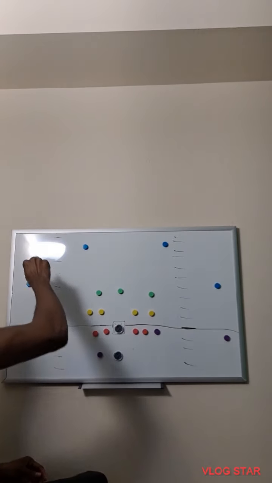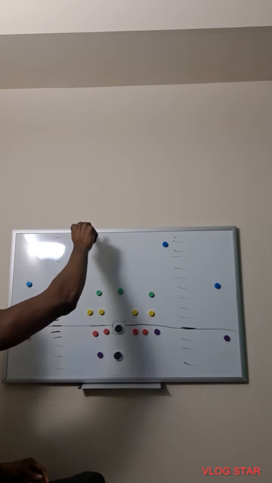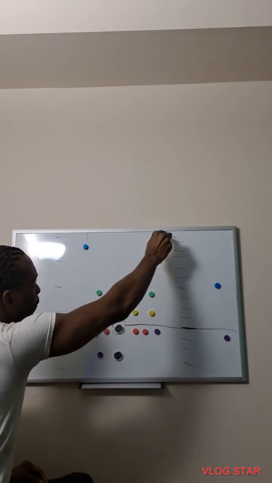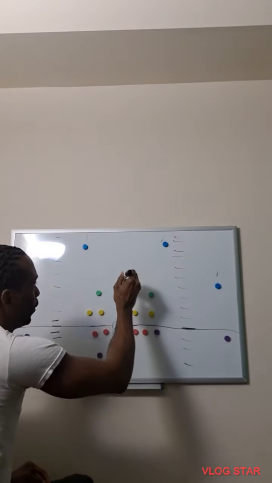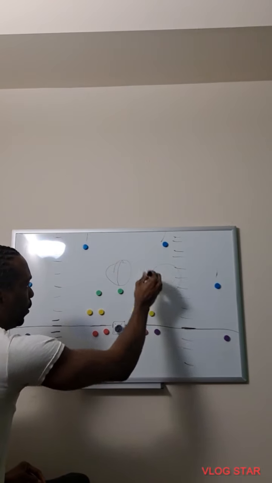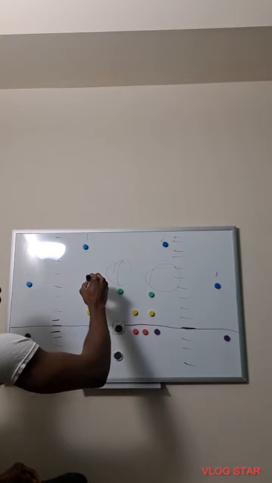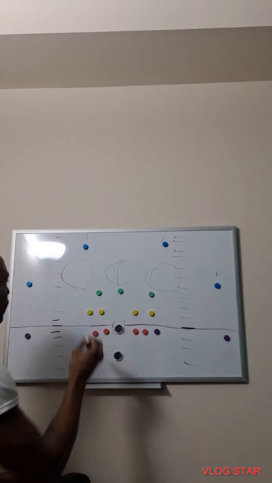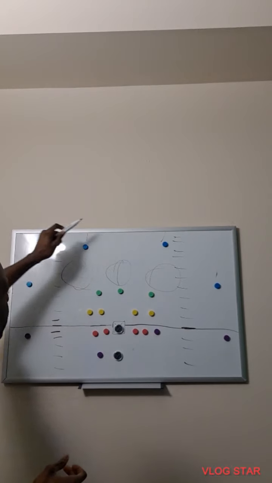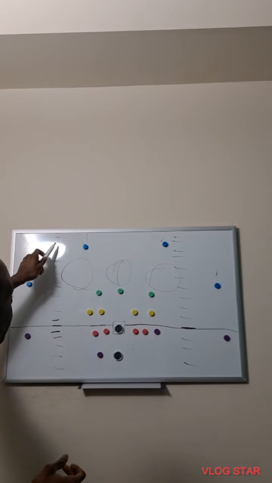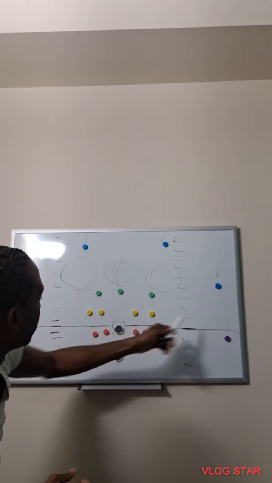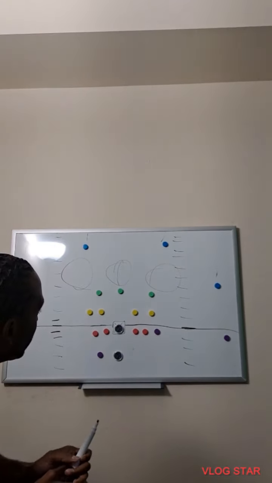Alright? Deep third, or a deep fourth, middle zone, or left zone, and then right zone. So as you can see, the weaknesses are in the middle, between the safety and the corner, and over here in the flats. Those are the weaknesses in the zone.